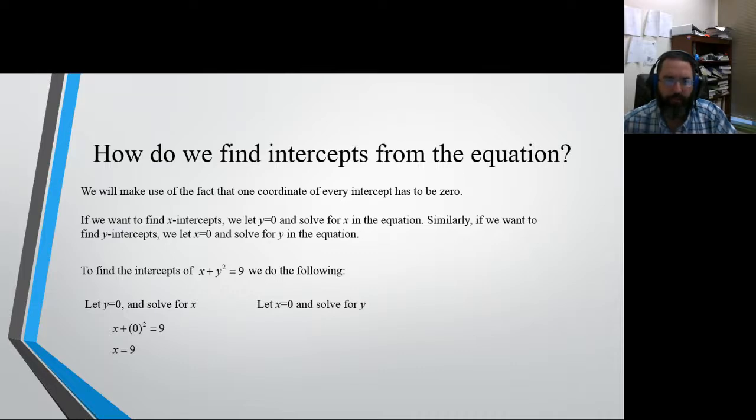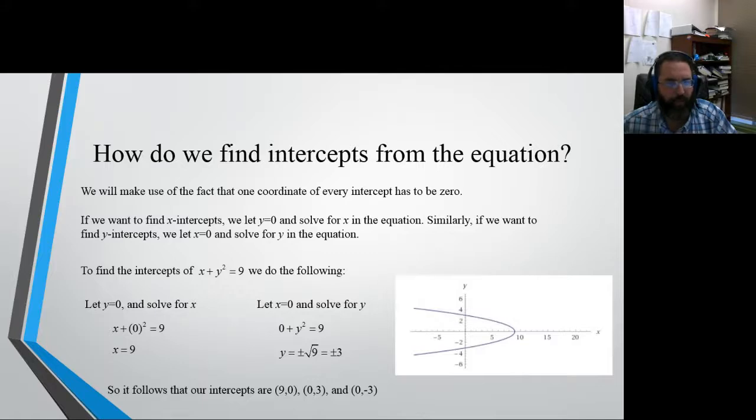Now, if we let x equal 0 and solve for y, we get 0 plus y squared equals 9, and taking the square root of both sides, we get y equals plus or minus the square root of 9, or in other words, plus or minus 3. This gives us that the y-intercepts are plus or minus 3. We could also say that our intercepts are the points (9, 0), (0, 3), and (0, -3).